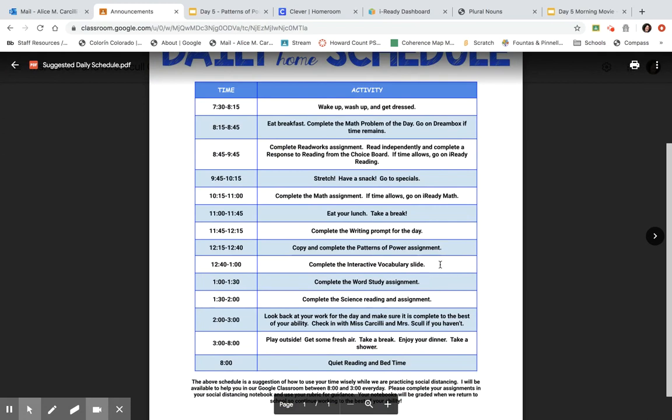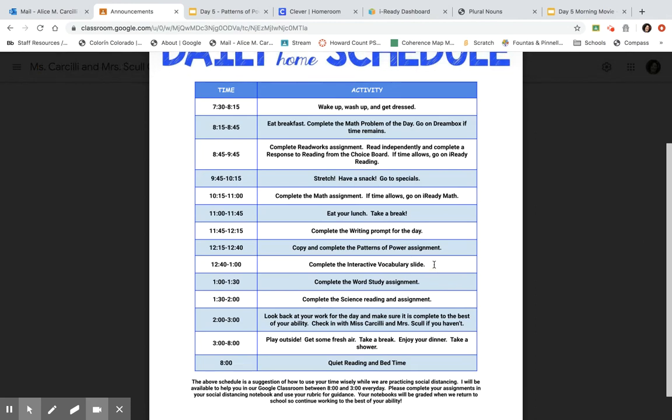Interactive vocabulary hasn't changed. In your notebooks, number your next clean page 1 to 7 and write the correct word in the blank. Word study, you do have a new spelling principle assigned. However, I want you to write your list in your agenda book and type a list in the Google Doc so that I can see that you have your list ready to go.